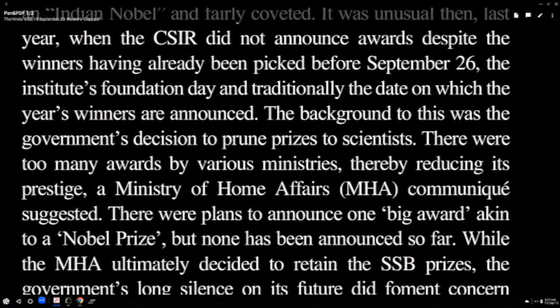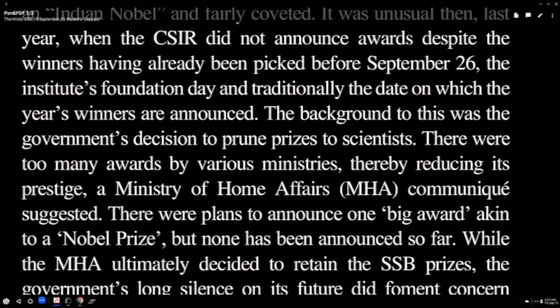So it talks about the background to this was the government's decision to prune prices to scientists. What do you understand in this context? Prune prices means what? Bring down the number of prizes, maybe because of financial constraints, thereby reducing its prestige. Now they bring down the number of awards, the prestige also comes down. It is like a chain reaction.